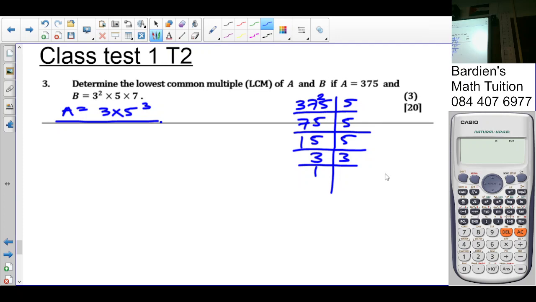For the LCM, which is the lowest common multiple, we must consider all bases. So make a note here, saying most of you got it wrong. The LCM, we will consider all bases.